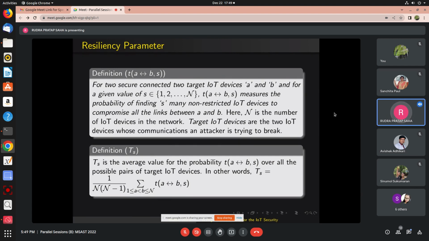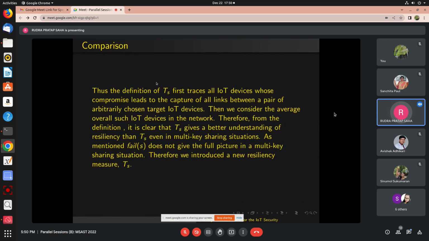And capital TS is the average value of the probability TABS over all possible pairs of IoT devices. So this is the definition of TS. First, take all IoT devices whose compromise leads to the capture of all links between a pair of arbitrarily chosen target IoT devices. Then we consider the average over all such IoT devices in the network. Therefore, from the definition, it is clear that TS gives a better understanding of resiliency than FLS, but does not give the full picture of the multiple sharing situation. Therefore, we introduce a resilience measure capital TS.